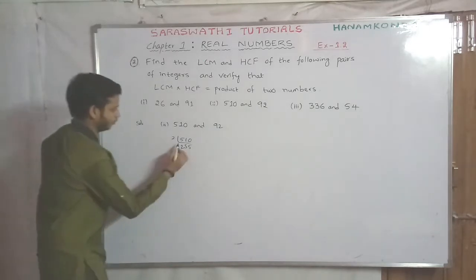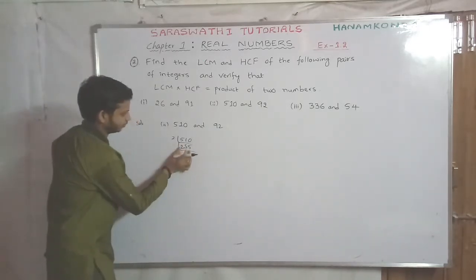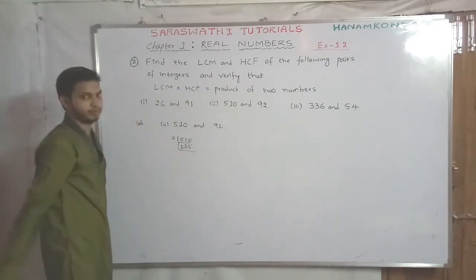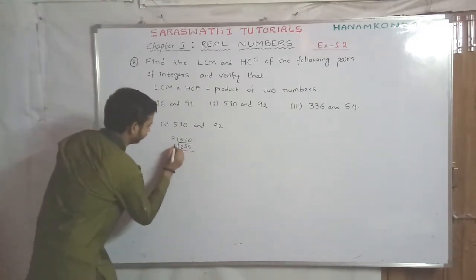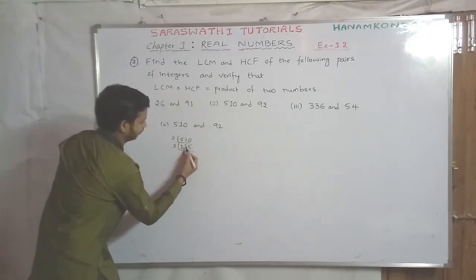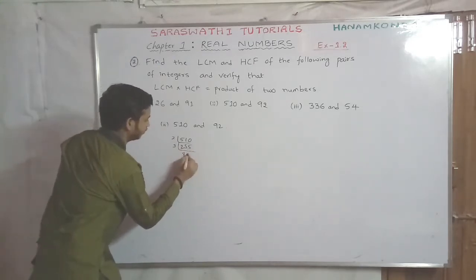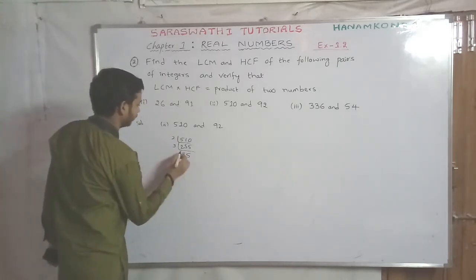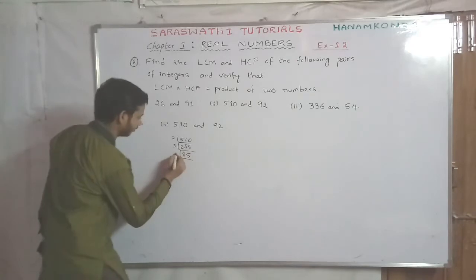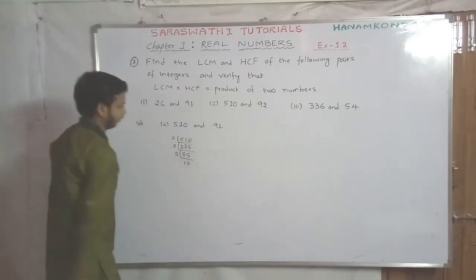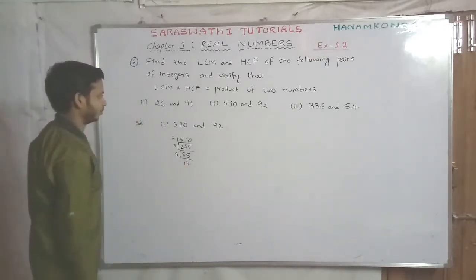Now 255, let us factor this. 2 plus 5 plus 5 is 12, and 12 is divisible by 3, so it is divisible by 3. 3 eights are 24, 15 remains, so 3 fives are 15. Now 5 plus 8 is 13, it is not divisible by 3, but since the last digit is 5, it is divisible by 5. 5 ones are 5, 5 sevens are 35, so 85 is 5 into 17. Since 17 is prime, it is not divisible by any number.